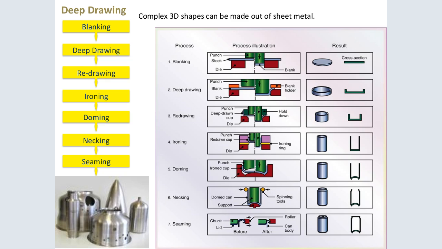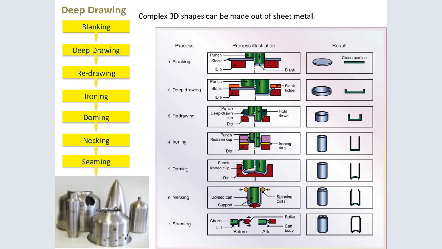From blanking, we can go to deep drawing, then redrawing, then ironing, doming, necking, and then seaming to be able to come up with products like this. So the process of forming 3D shapes of sheet metal follows from stage 1 all the way to 7. Step 1 is blanking. You can see how it's done, as we talked about. It involves the punch, the stock, and the die, where shapes are already made and diameters and measurements are done to be able to come out with special outfits.